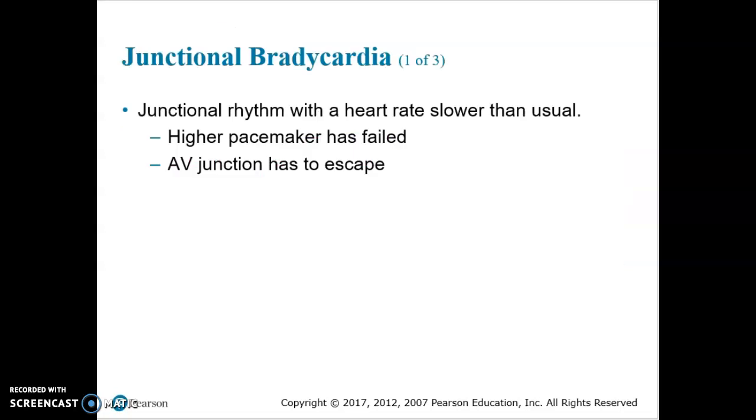Now we're going to move on to junctional bradycardia. Junctional bradycardia is a rhythm with a heart rate slower than usual, okay? The higher pacemaker has failed. So with junctional bradycardia, the higher pacemaker, meaning the SA node, has failed. The AV junction is working here, and it's providing escape beats. So the SA node has failed, and the AV junction has gone to work, okay?